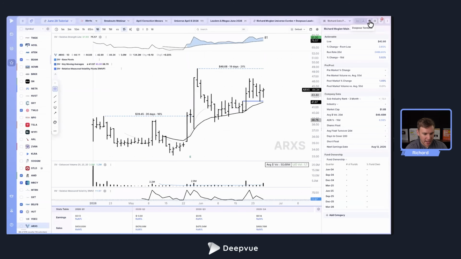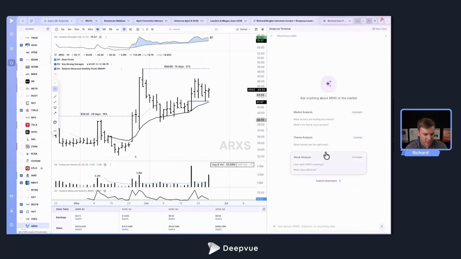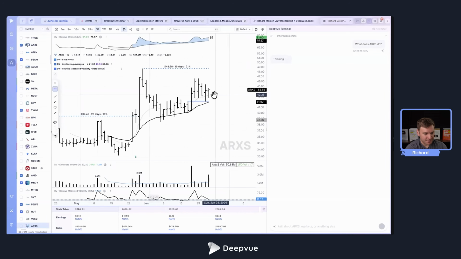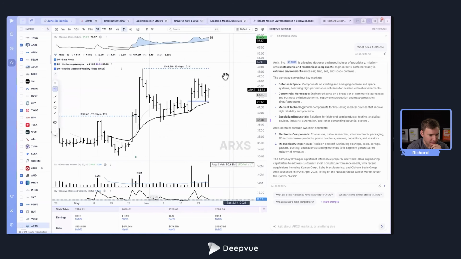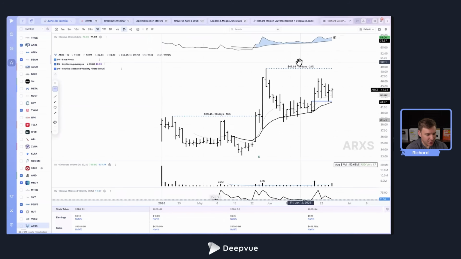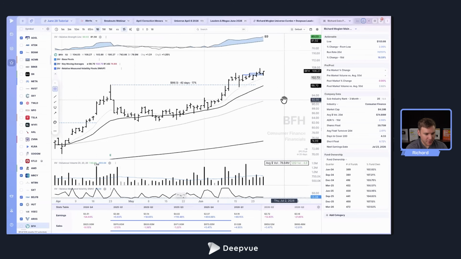Let's go ahead and use the AI again. And let's say new chat. And what does ARXS do? Let's see. Okay, so they're not a bio. They're defense and space, commercial aerospace, medical tech. Okay. Extreme environments. Okay. There you go. That's how DeepView AI can help you, is learning more about what a company does. So we'll add that for now.